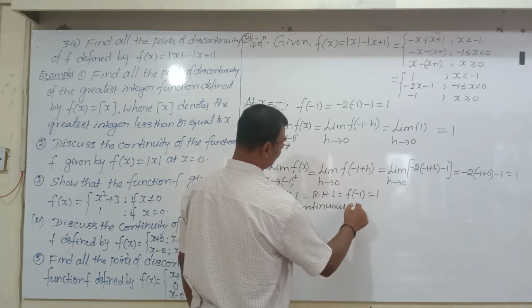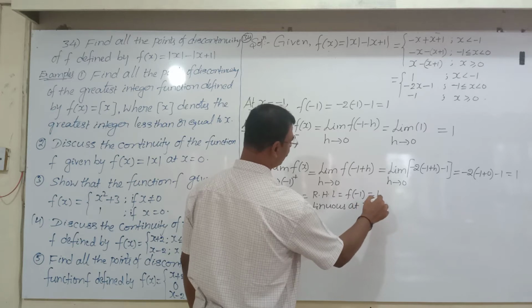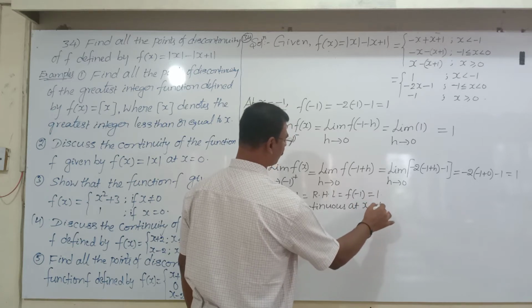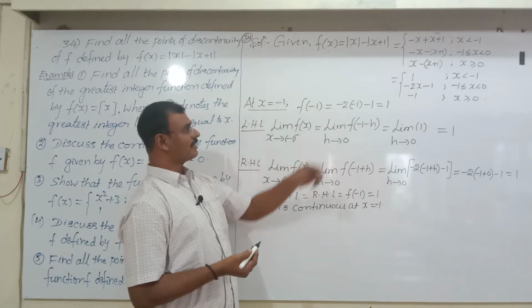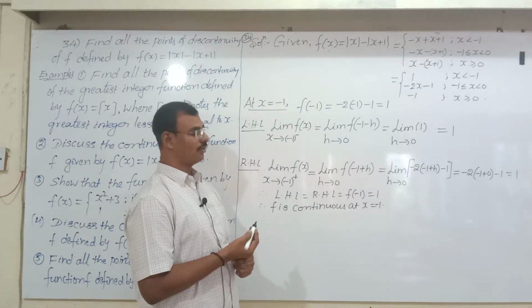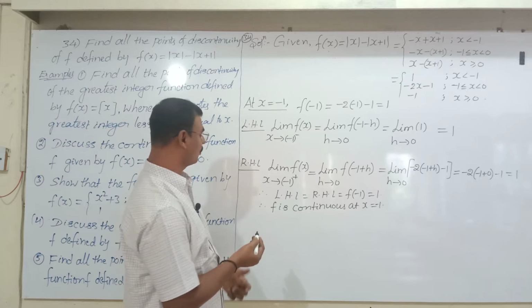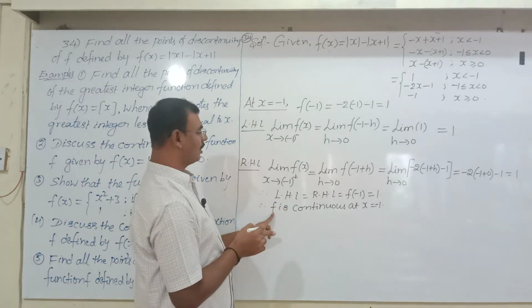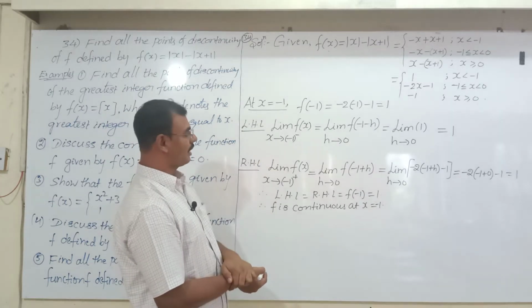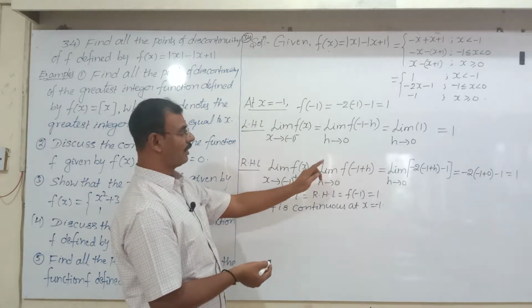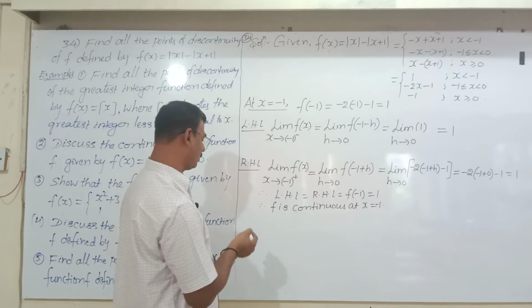F is continuous at x is equal to minus 1. Okay, now the case number 2. At x is equal to 0, we have to check the continuity. This means f of x at x equal to 1, f of x is equal to minus 1. F of x has no points of discontinuity.